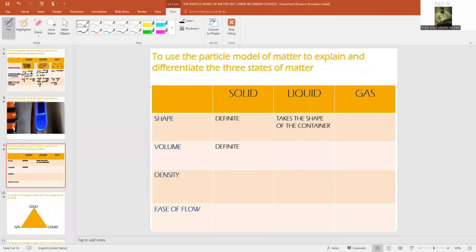Now, if we talk about the shape, solids have exact or definite shape. Liquids and gases don't have any fixed or definite shape. Liquid takes the shape of the container. Gas also takes the shape of the container.